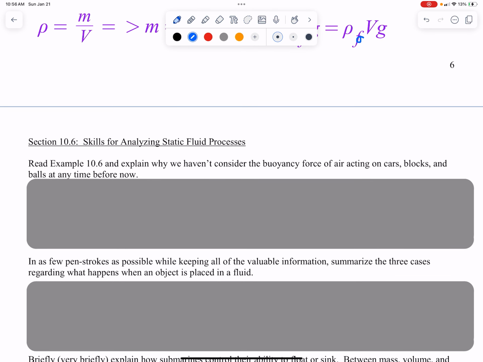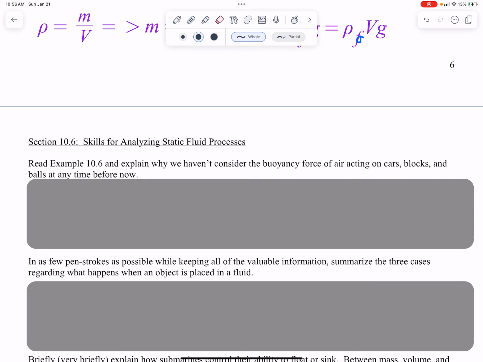Okay, so in section 10.6, skills for analyzing static fluid processes. Read example 10.6 and explain why we haven't considered buoyancy from the force of air acting on cars, blocks, and balls at any time before.